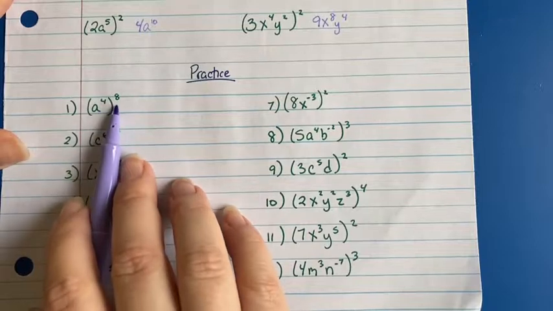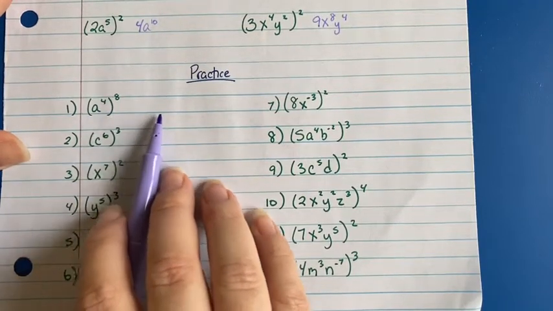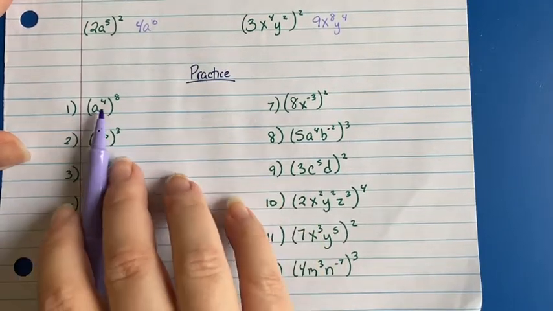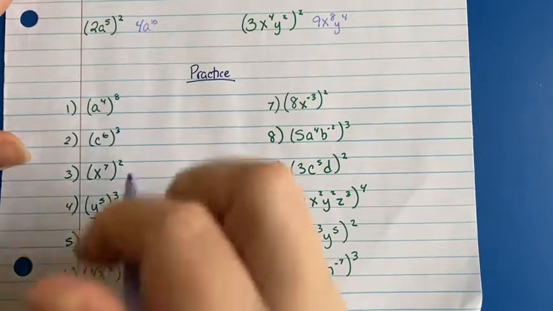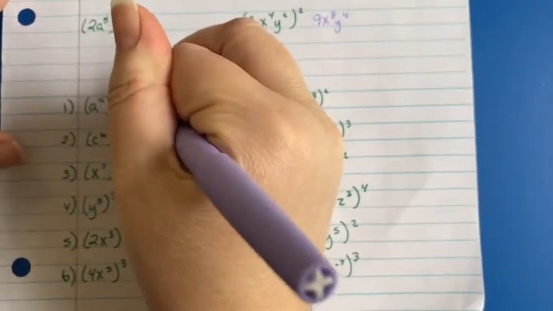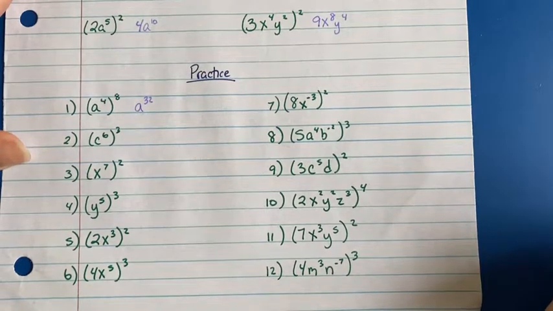Okay, so a to the 4th to the 8th power. This one would be annoying to have to expand out. So I'm glad I know the rule that I can just multiply the 4 times the 8. So I get a to the 32nd power.